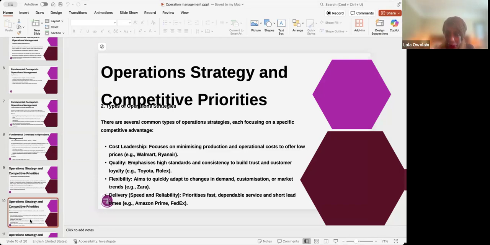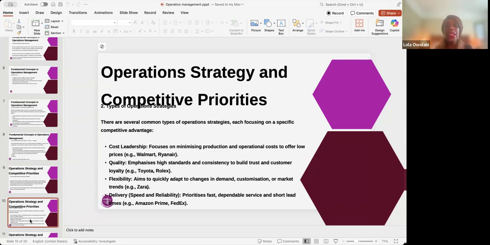And then we have flexibility. Companies that aim to quickly adapt to changes in demand, customization, or market trends, like Zara. One thing about Zara as a clothing brand, they do not overstock. You understand? They have this motto, when it's gone, it's gone. So if you see something in Zara, the clothes shop, if you love it, buy it, because they don't overstock particular brands.